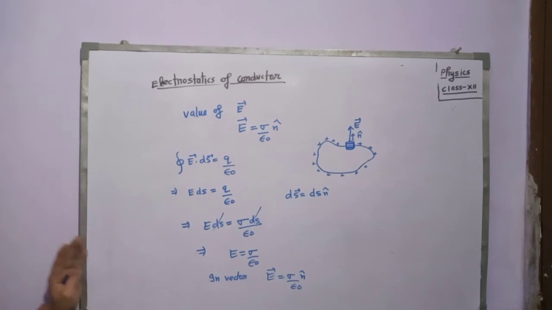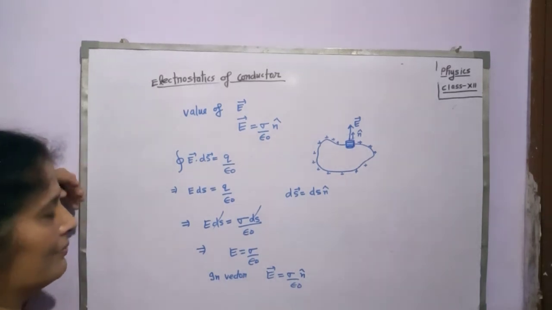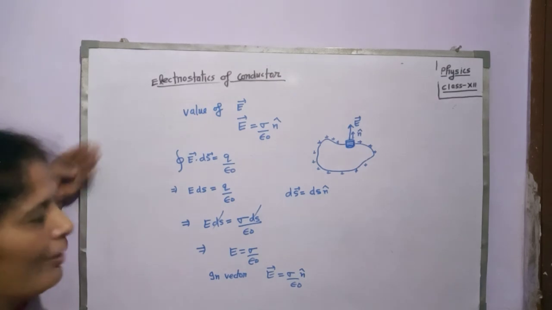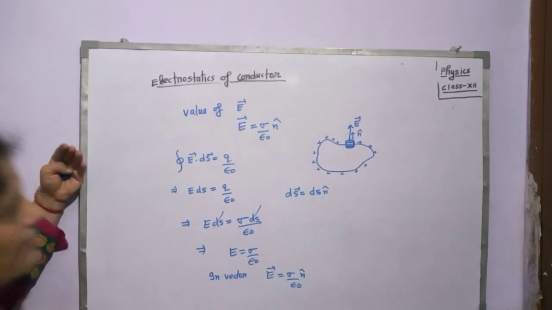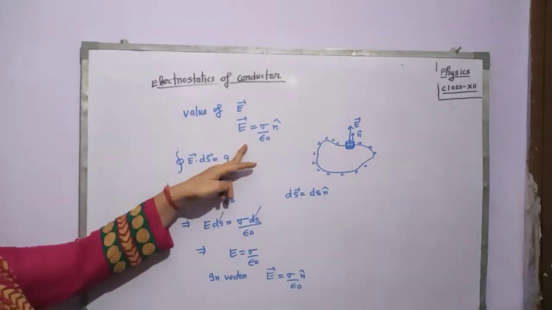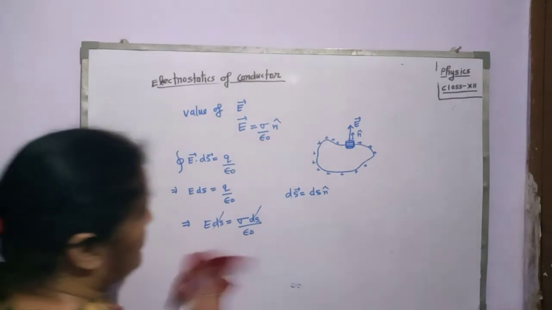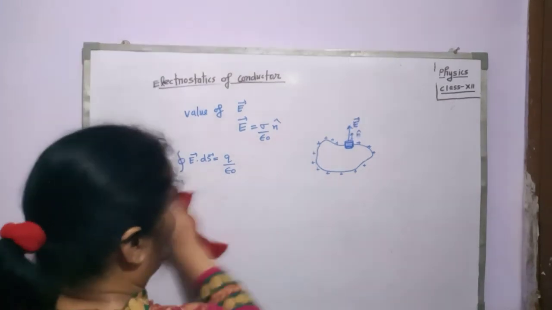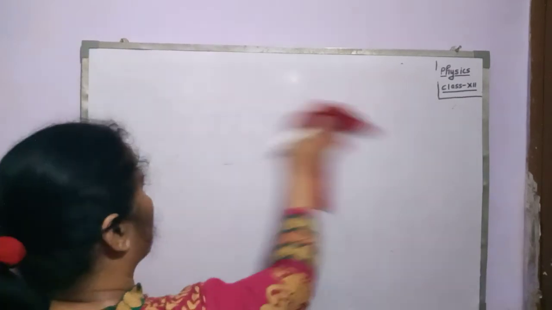In examination, the question comes: show that the value of the electric field just outside the conductor is given by this one. You have to prove this one in a 2 marks question. Now this is your electrostatics of the conductor.